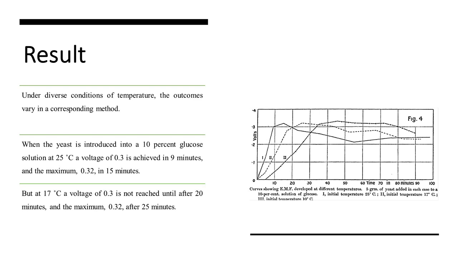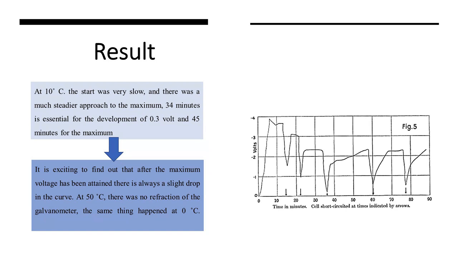When the yeast is introduced into a 10% glucose solution at 25 degrees Celsius, a voltage of 0.3 is achieved in 9 minutes, and the maximum, 0.32, in 15 minutes. But at 17 degrees Celsius, a voltage of 0.3 is not reached until after 20 minutes, and the maximum, 0.32, after 25 minutes. At 10 degrees Celsius, the start was very slow, and there was a much steadier approach to the maximum. 34 minutes is essential for the development of 0.3 volt and 45 minutes for the maximum. It is interesting to find that after the maximum voltage has been attained, there is always a slight drop in the curve. At 50 degrees Celsius, there was no refraction of the galvanometer. The same thing happened at 0 degrees Celsius.